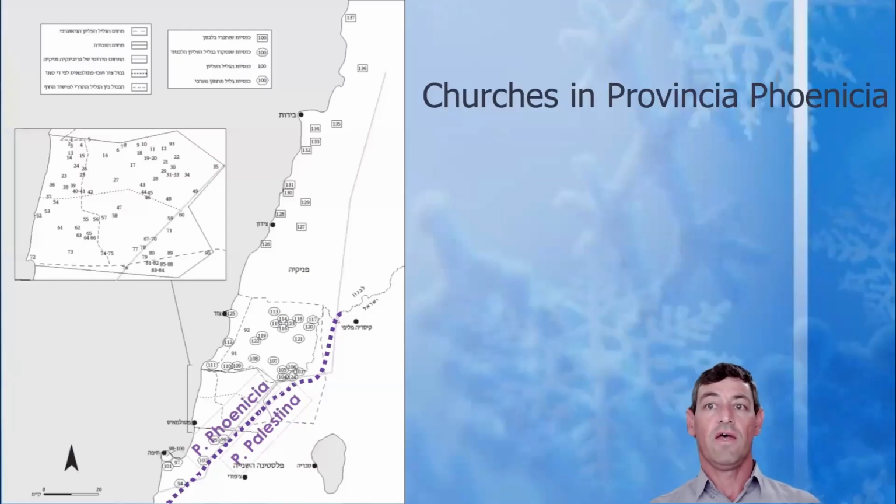The recent research that we have conducted on the churches of Provincia Phoenicia, mainly in the southern part of Provincia Phoenicia, in the boundaries of today's Israel, was aimed to characterize the regional affinities of the churches in this region, and try to show if there are local changes. Can we differentiate the churches of Phoenicia, of Western Galilee, from churches in other places?